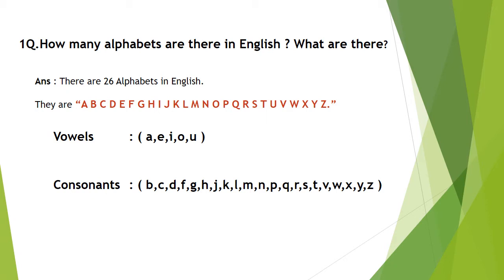The 5 vowels are A, E, I, O, U, and the 21 consonants are B, C, D, F, G, H, J, K, L, M, N, P, Q, R, S, T, V, W, X, Y, and Z.